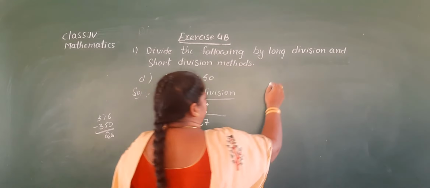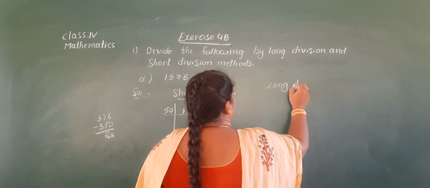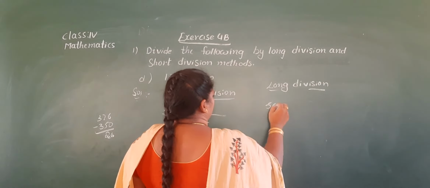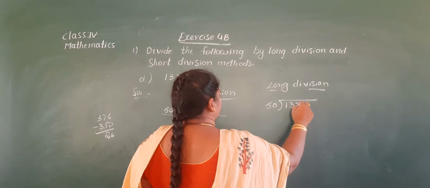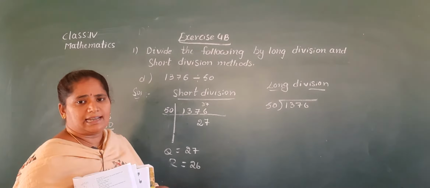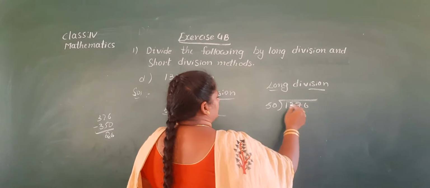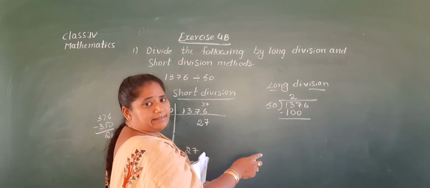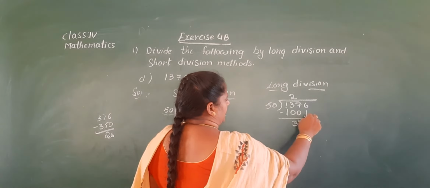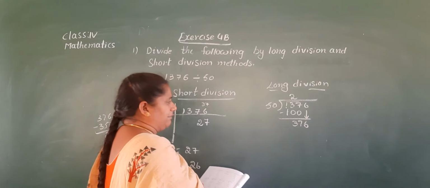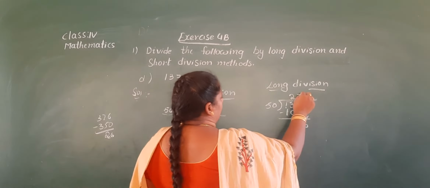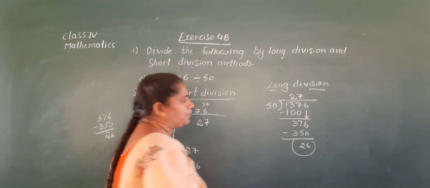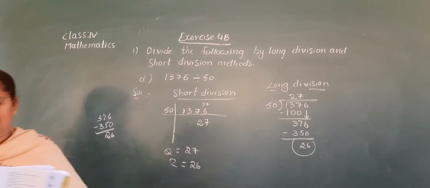Now long division method. So divide 50. So take 3 digits, Nana. 137. So 50 twos are 100. So 137 minus 100, 37. Take down 6 and 50 table. So 50 sevens are 350. So the remainder is 26. Note down in your classwork.